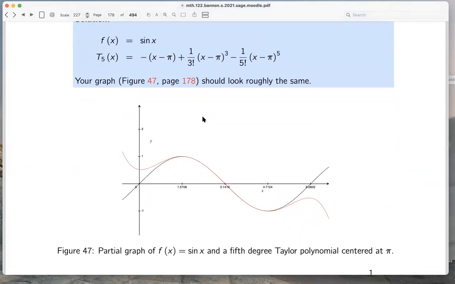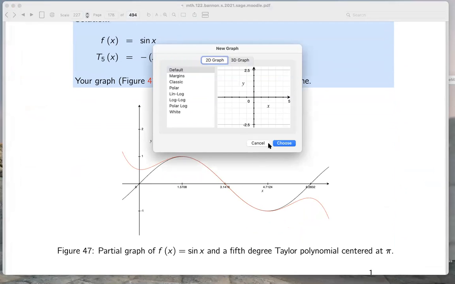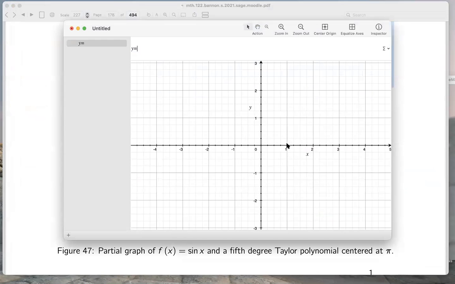Now, this one over here, I said I was going to do in Grapher. And let me do that for you. I'm going to open my application Grapher. That does not mean you're using Grapher. You use the software you're comfortable with, including if you want to use Sage. All right. So I'm going to graph this out for you.